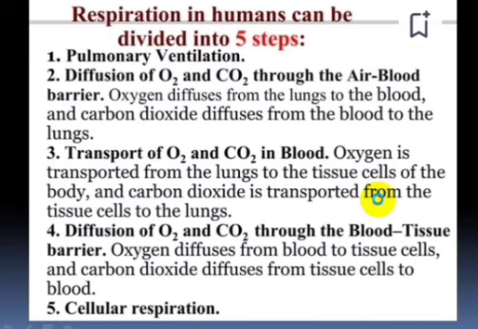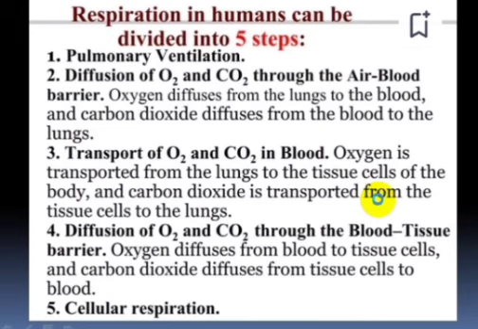Step number 2. When the air gets into the lungs, of course, it diffuses. So you have diffusion of oxygen and carbon dioxide through the air-blood barrier. Oxygen diffuses from lungs to blood, and carbon dioxide diffuses from the blood back to the lungs and to the external environment. You shall get to know all of that.